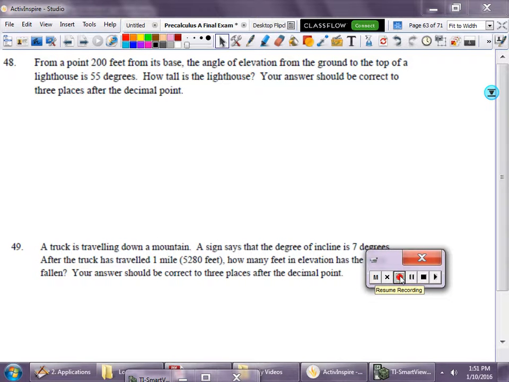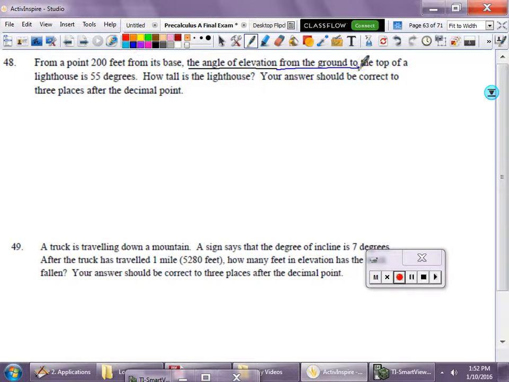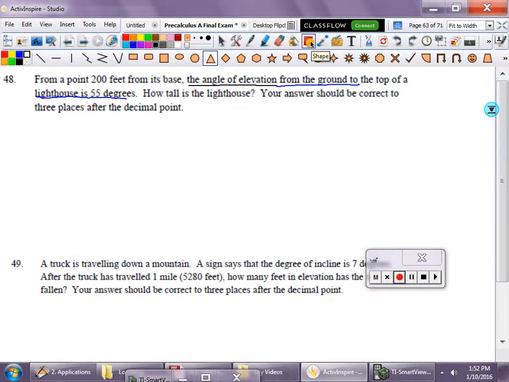Okay, 48. From a point 200 feet from its base, the angle of elevation is 55 degrees from the ground to the top of a lighthouse. A lighthouse is a building. A building stands erect. This is a right triangle. Let's go ahead and draw a right triangle.